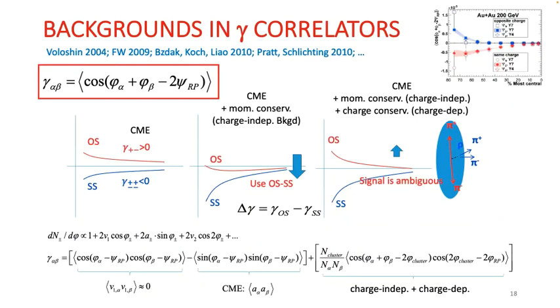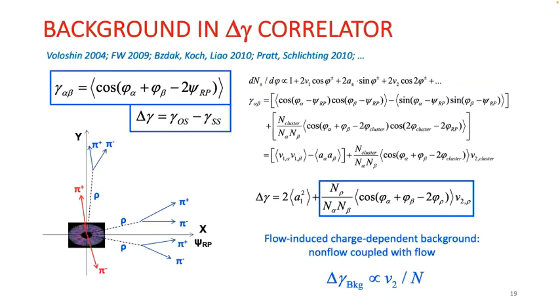And this is a measurement, and you can see a pattern like this, right? And now we're interested in the difference, but the difference is still contaminated by this piece of background. So at the end of the day, what you measure is going to be something like this. You take the difference between opposite sign and the same sign. This is called delta gamma, and this is the CME signal. So that's what you're looking for.